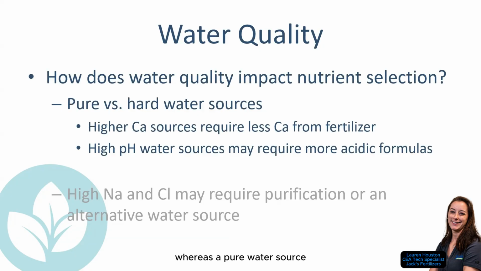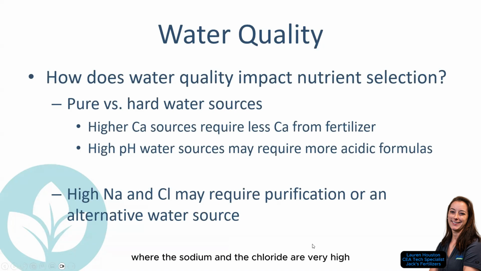Whereas with a pure water source, we're going to need to supply everything directly from the fertilizer. And definitely keep an eye on the pH. Like I was saying, those lower alkalinity water sources tend to swing a little bit more dramatically. And then in really specific cases where the sodium and the chloride are very high, we may even want to look at some sort of water purification system, installing an RO or a DI system, finding an alternative water source like collecting rainwater, because extremely high sodium and chloride can cause significant nutritional issues. And like I said, can drive the EC up over time, which is going to make it difficult for the plants to access the nutrients that you are supplying to them.